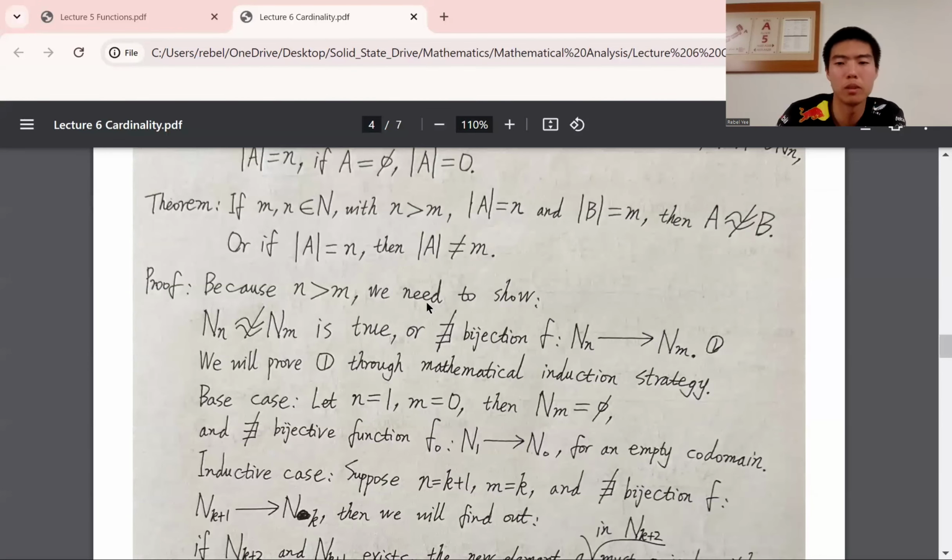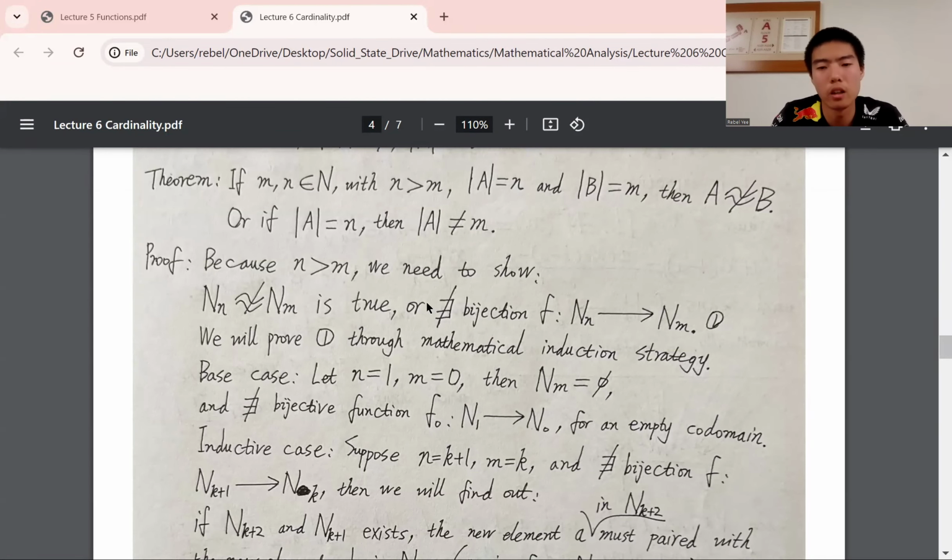Okay, let's see a theorem. This theorem says that if m and n belong to the natural numbers with n greater than m, then if the cardinality of A is equal to n and the cardinality of B is equal to m, then A is not equipotent to B. Or, if the cardinality of A is n, then the cardinality of A cannot be m.